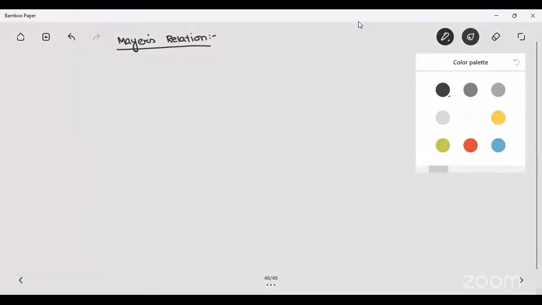Mayer's equation, Mayer's relation. Yes, ma'am. I know whatever I will be teaching today and tomorrow will be a heck of a load. Now let's start.